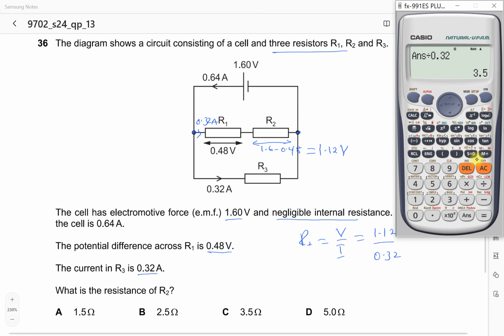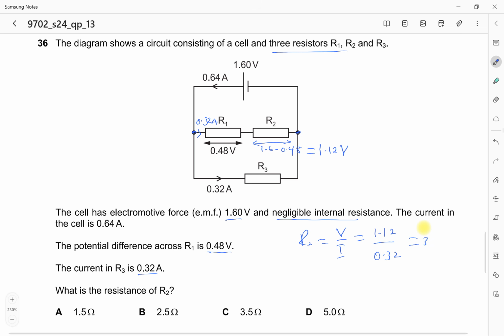Which gives us 3.5. So this is 3.5 ohms. So the answer is C.